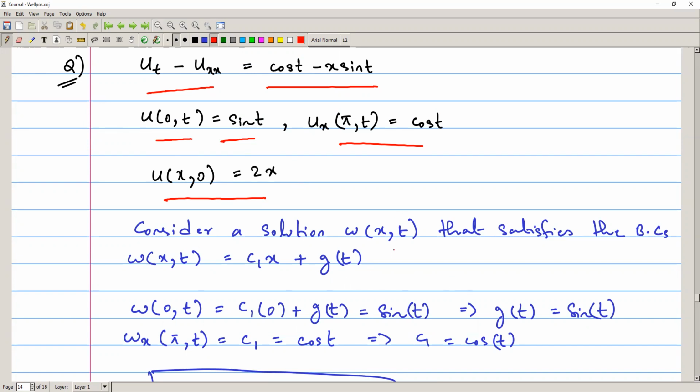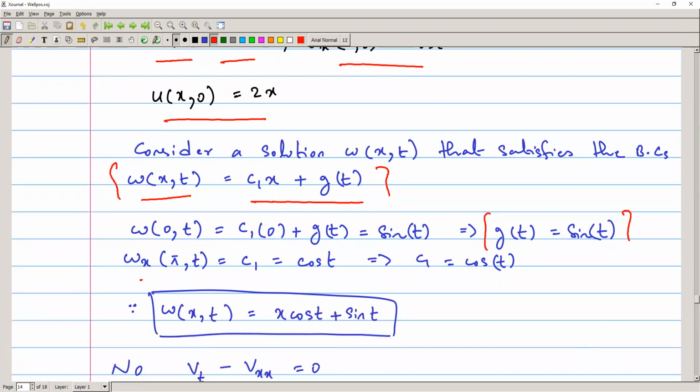So consider a solution W of x comma t that satisfies the boundary condition. W of x,t is equal to C1 x plus g of t, right? So we will find the solution of this equation and we'll see that this will satisfy the boundary conditions and the problem, right? So now W of 0 comma t for this function. W of 0 comma t is C1 times 0 plus g of t is equal to sine t. Therefore, we get g of t is equal to sine t, right?